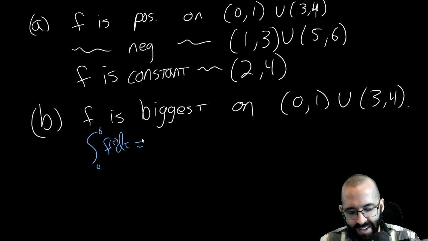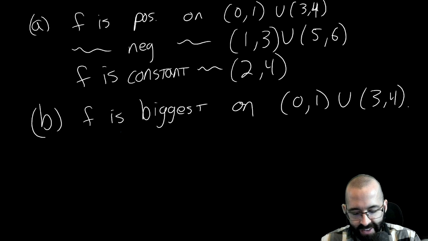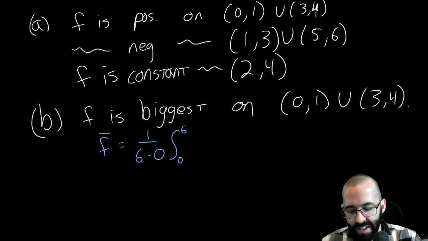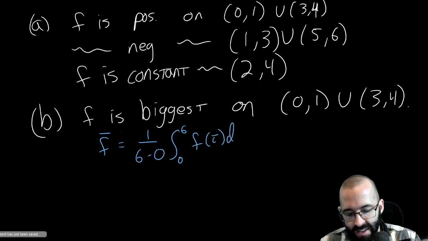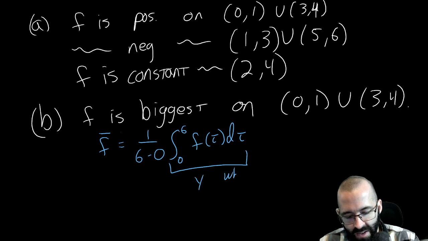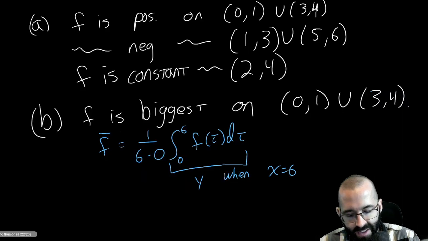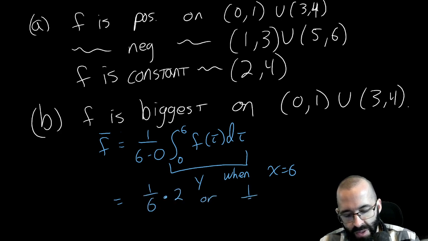There is a smart way of doing it. All right, the average value of f is just 1 over b minus a, the integral from 0 to 6 of f of t dt. But we know this is just the y value when x equals 6. When x equals 6, the y value is 2. This is consistent with what we said earlier. So this is just 1/6 times 2, or 1/3.